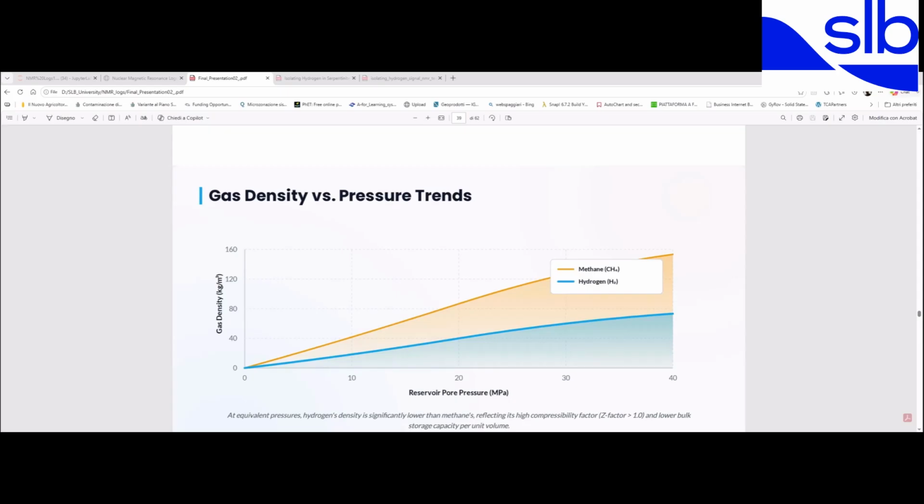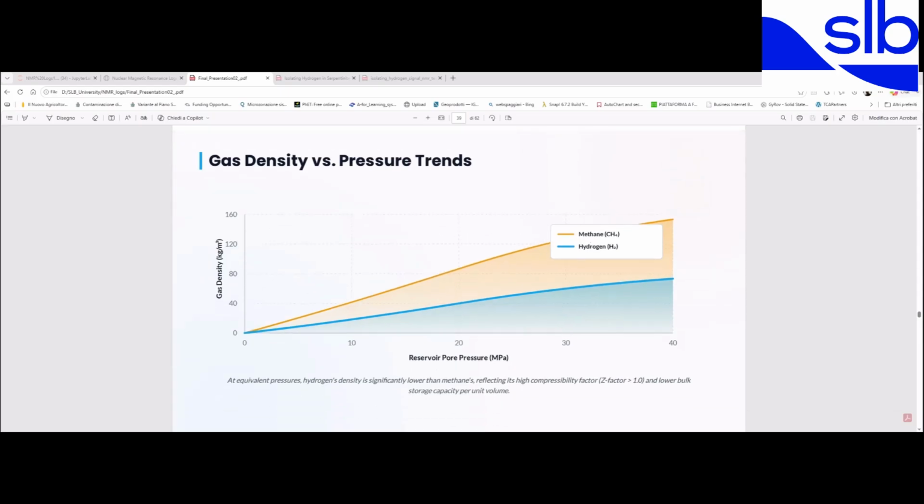We are plotting the gas density versus pressure trends. The reservoir pore pressure is much less than for a methane reservoir. If you make a comparison between two gas systems, one driven by methane and another by hydrogen, from a security factor, a hydrogen reservoir works at about half the pressure of a methane reservoir. It means a different approach, because as we just said, we have a very high velocity of diffusion. It is a low-viscosity molecule, so it is much more secretive.